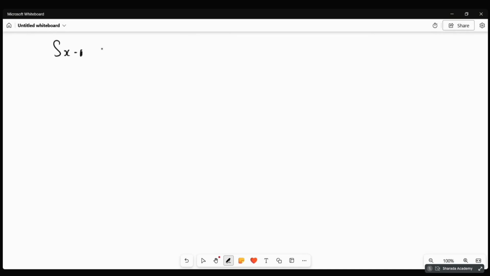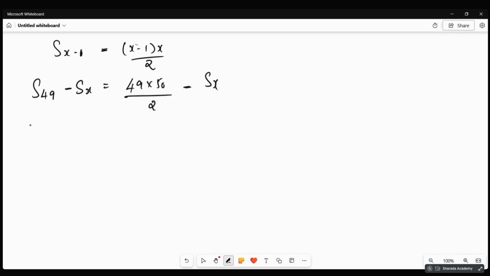Sx minus 1 will be equal to (x minus 1) into x by 2, and S49 minus Sx will be equal to 49 into 50 by 2 minus Sx. So Sx minus 1 is equal to S49 minus Sx, right? So Sx I can take to the other side. Sx minus 1 plus Sx will be equal to S49.